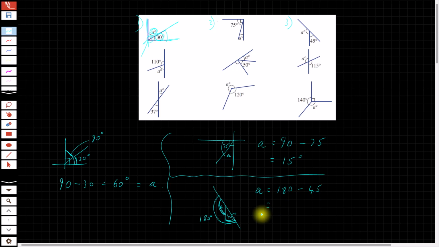So 180, take away 45, that's 155 degrees. That's actually incorrect. It is equal to 135 degrees.